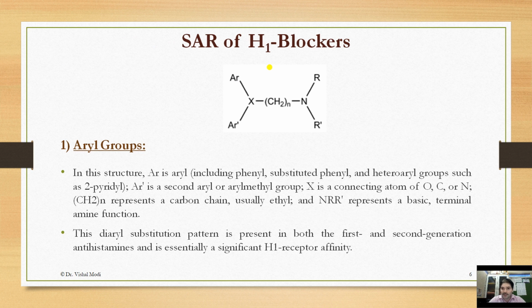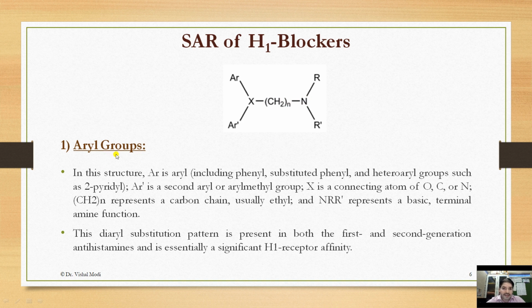Now SAR of H1 blockers. This is the general structure of H1 blockers. Okay, you can see there are a total of 4 places where modification takes place, and according to the modification the effect of the H1 blocker will change. Number 1 is the aryl substitution. There is an aryl group, then a connecting group X, then an ethylene chain, CH2 ethylene chain, then substitution on the nitrogen. Okay, let's discuss the individual points.